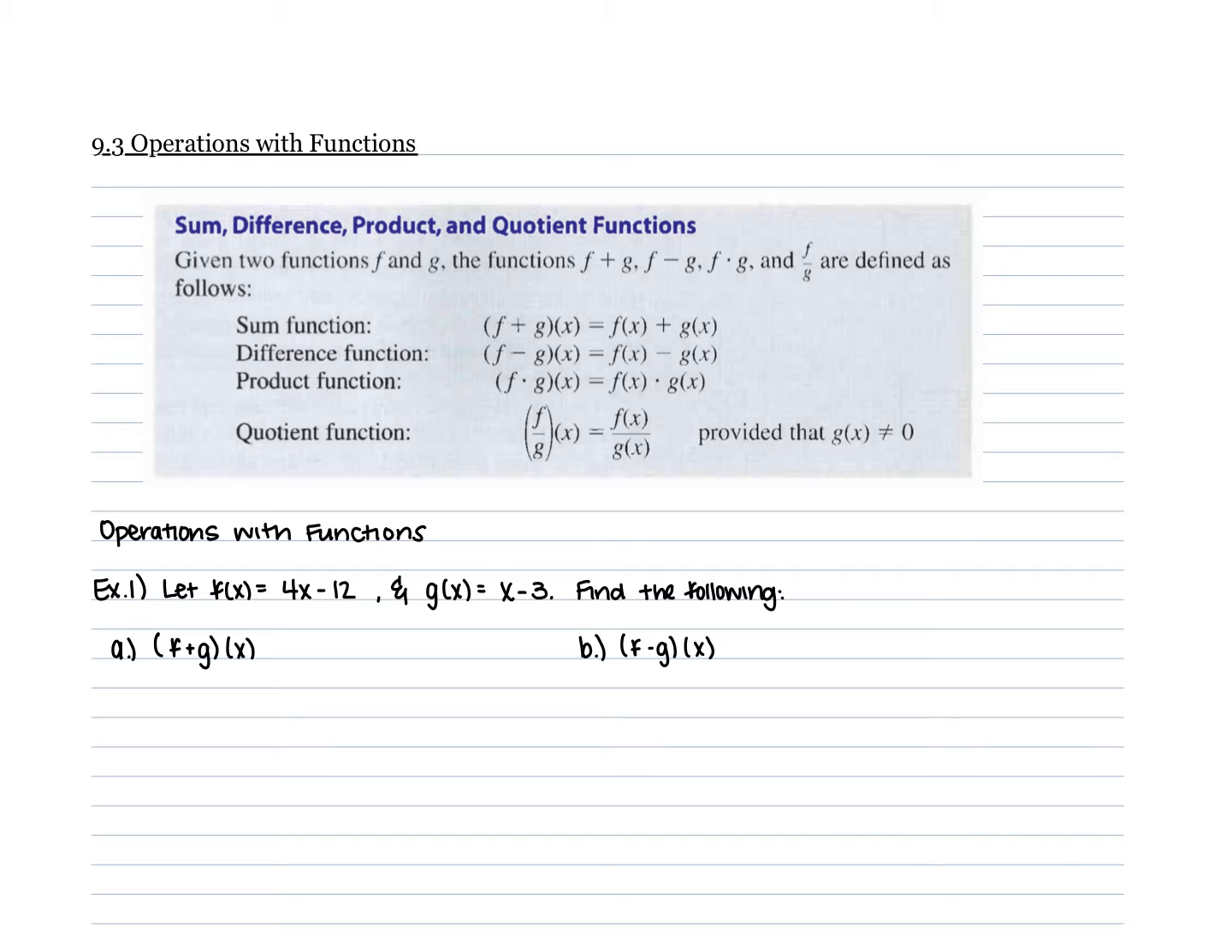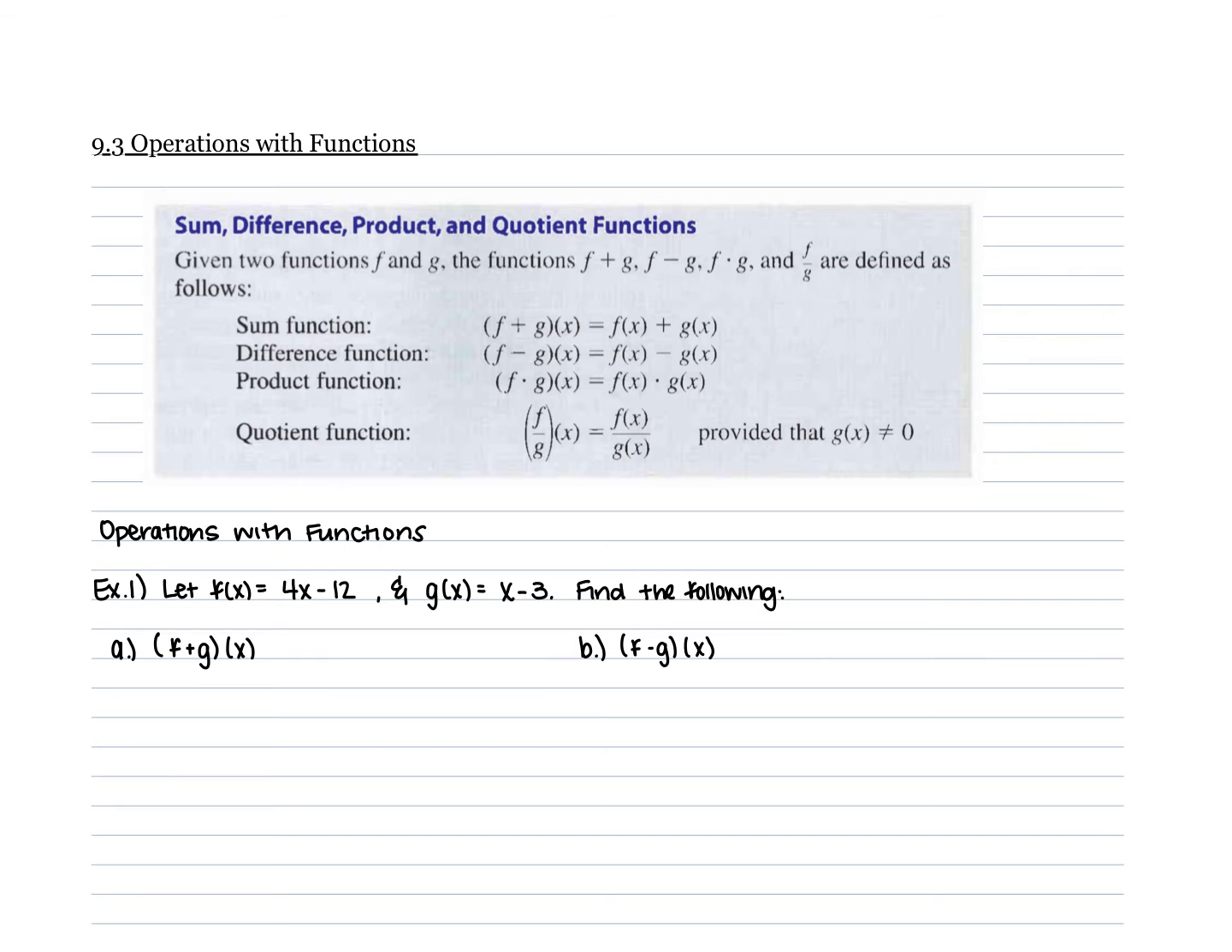So if we look at example 1, we're going to let f of x be 4x minus 12, and g of x is going to equal x minus 3. So wherever you see f of x, you're going to replace it with the 4x minus 12. Wherever you see the g of x, you're going to replace it with the x minus 3.